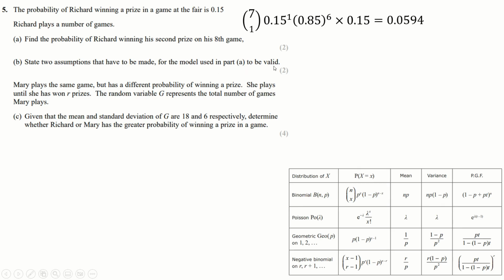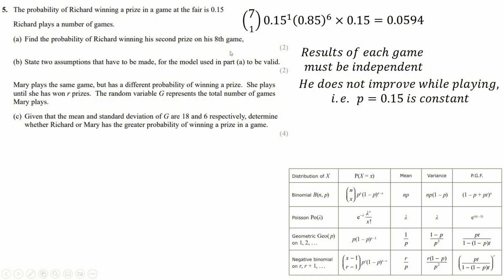State 2 assumptions we made. So we've assumed that all of the results are independent. We have to assume that for a binomial to work. And we've also assumed that he doesn't get better at the game as he plays it, and that this p-value is going to stay the same all the time.